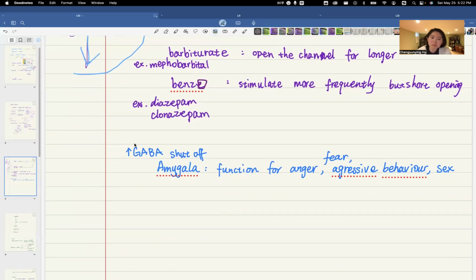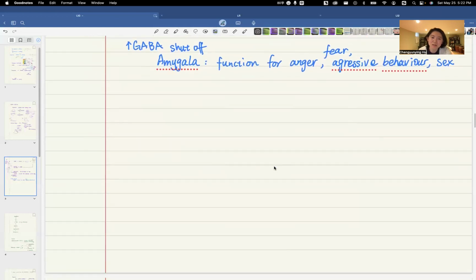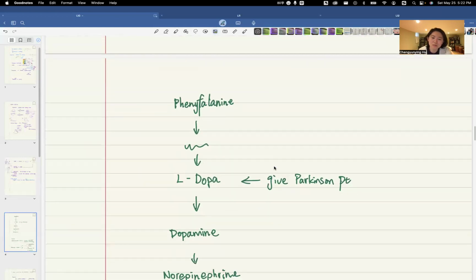Increasing GABA shuts off a part of the brain that functions for anger, fear, aggressive behavior, and sex. That's just a side note, not too important.